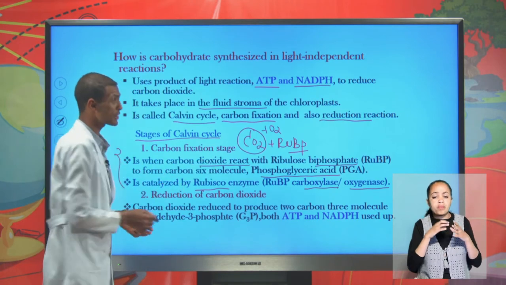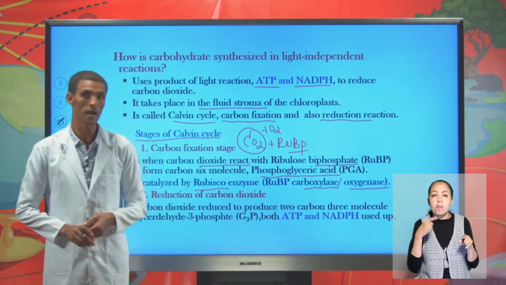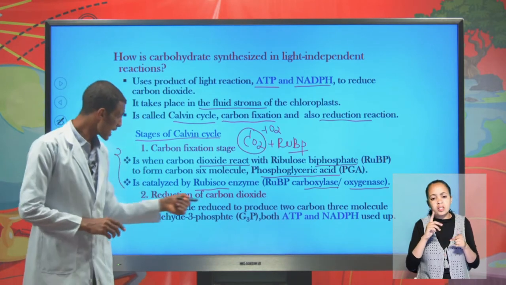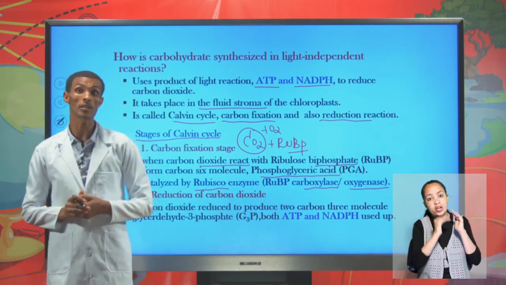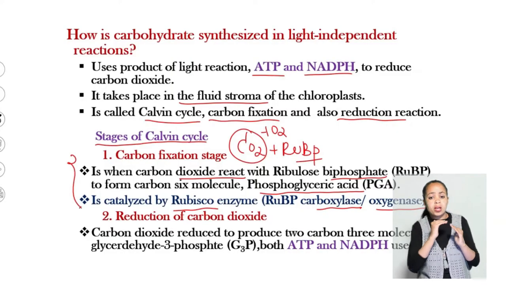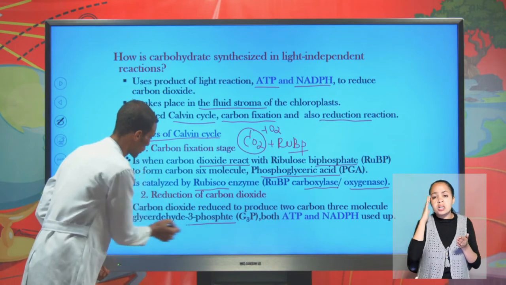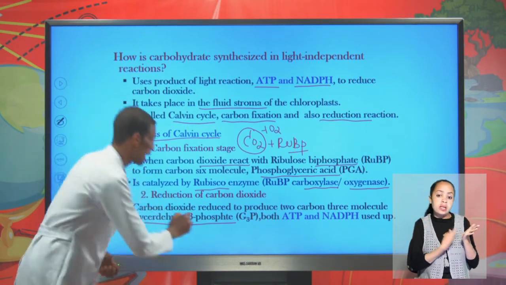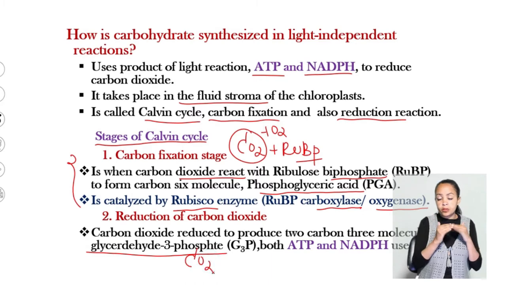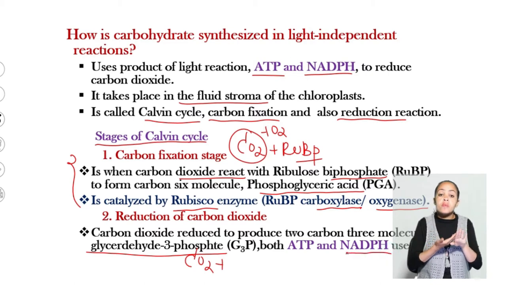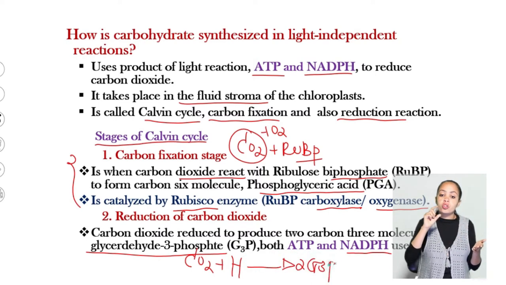Carbon dioxide is fixed from the atmosphere by reacting with ribulose bisphosphate. The second stage is the reduction of carbon dioxide. By reduction, it is reduced to produce two 3-carbon molecules, called glyceraldehyde triphosphate. Here, it is reduced by the NADPH molecule that came from the earlier phase of photosynthesis, the light phase. Here, there is a proton. This is very important in the production of two glyceraldehyde triphosphate molecules.